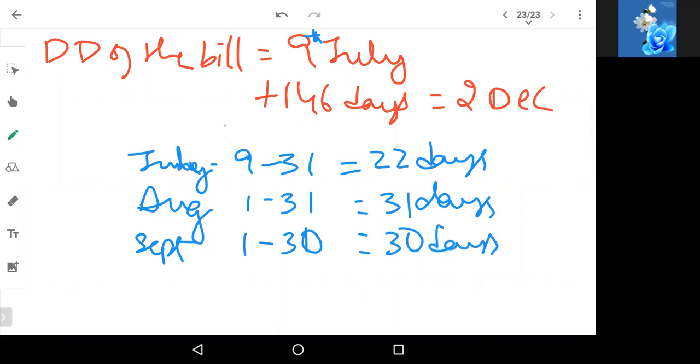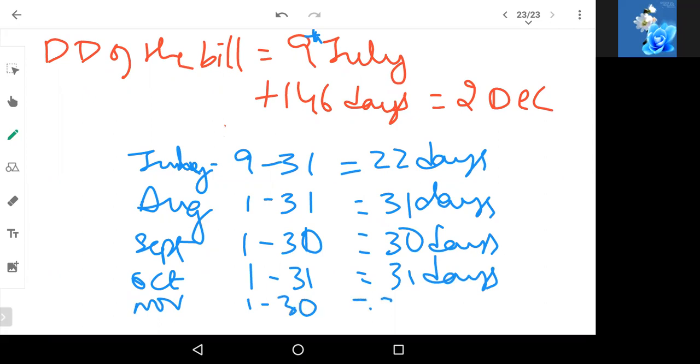Then October, 1 to 31st. So if I add 31 to this, I get 114. November 1 to 30, 30 days. So I get 144. So 144, then December. 144 means another 2 days I have to add. So December 1st, December 2nd. Another 2 days if I add, this will be 146 days.